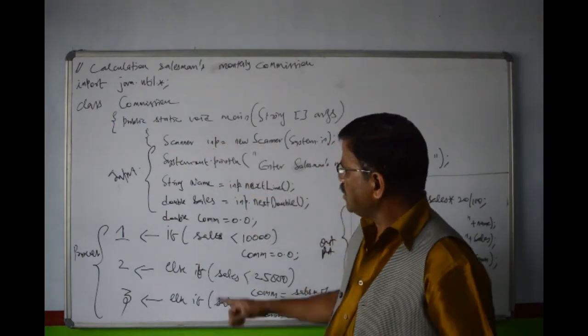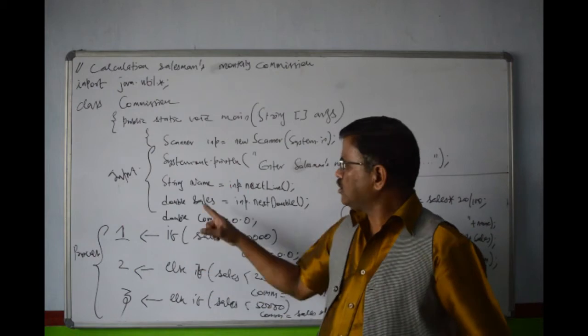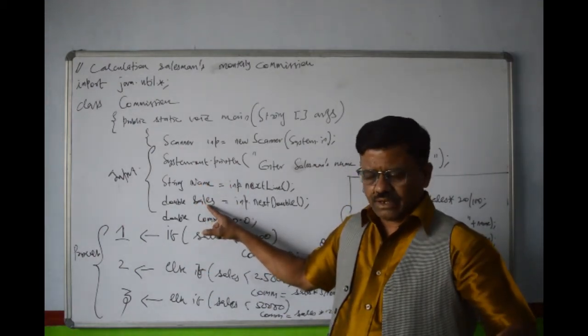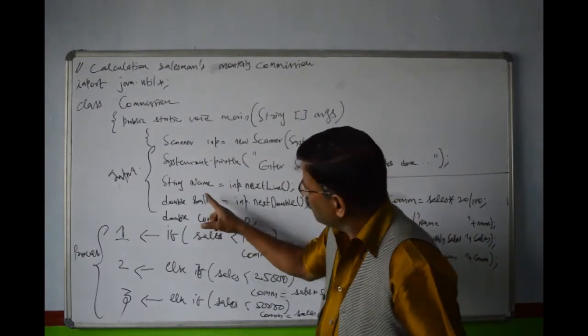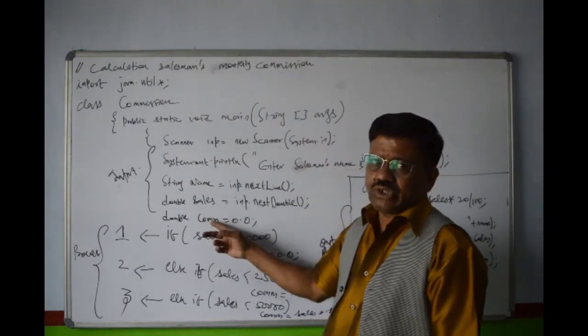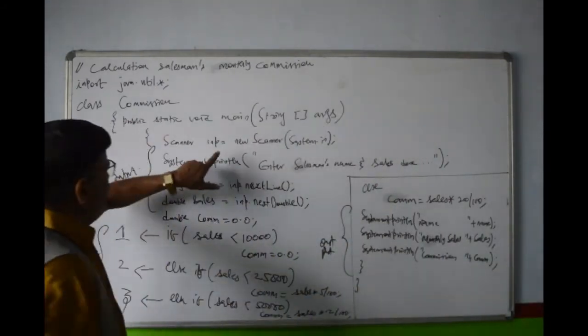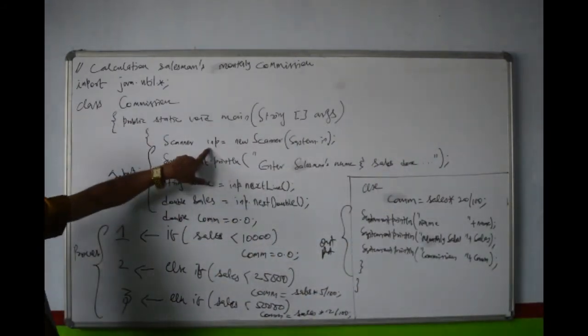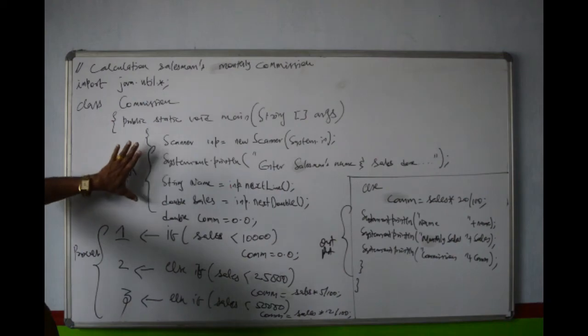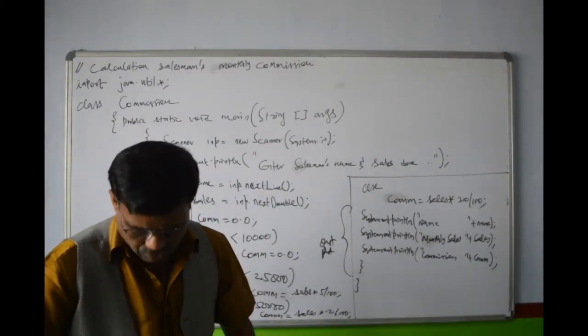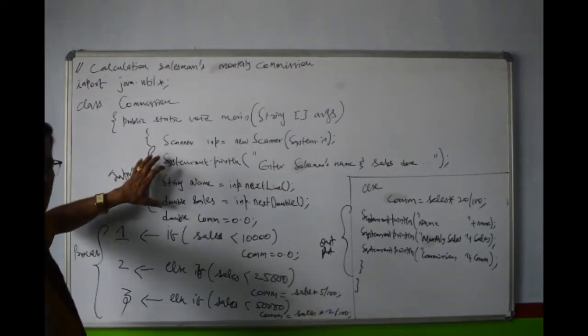I am using three variables. Two are inputs: the name of the salesperson and the sales done by the salesman. These are the two inputs, followed by commission, which is our output. So, I create an object called INP. This portion is all about the inputs.